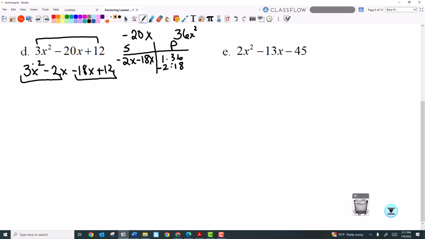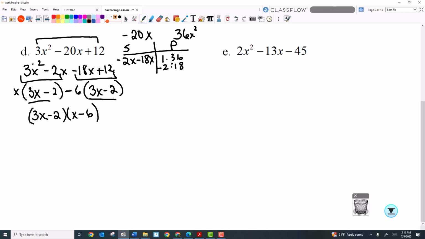So I can take out, there's no number that will go into 3 and 2, but I can take out an x. And then I would have 3x minus 2 minus 18 and 12. I can take out a 6. 6 goes into 18, 3. 6 goes into 12, 2. And a positive and a negative makes a negative. These are the same, so it's 3x minus 2 and x minus 6.